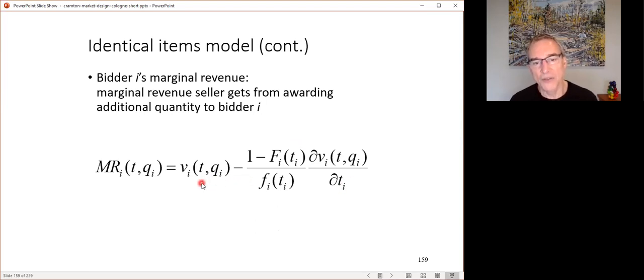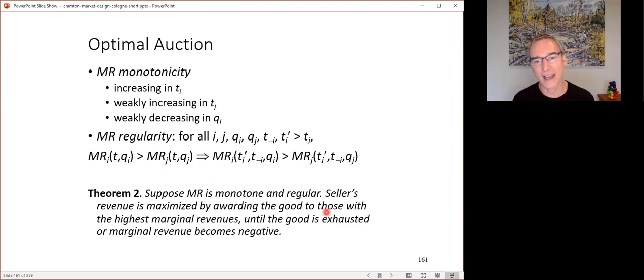Right, because it's marginal value minus this thing, this is all positive. This is positive, so I'm subtracting this positive thing, which is why marginal revenue is going to turn negative much sooner than marginal value, which is my incentive to withhold some of the good in the optimal auction.